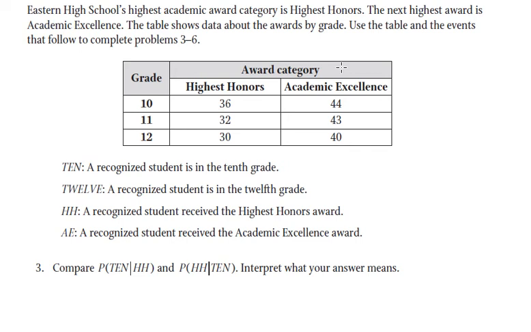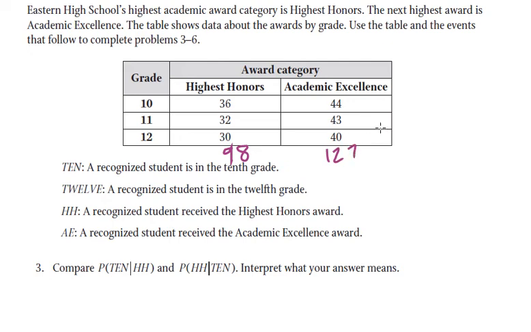All right, so anytime that you are looking at a two-way frequency table, you want to find totals in both directions. So totals of highest honors is going to be 98 here, and our totals of academic excellence are going to be 127.